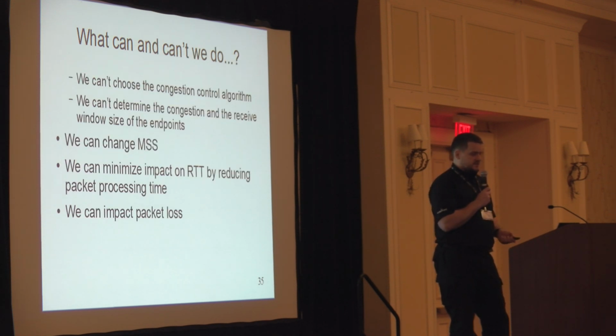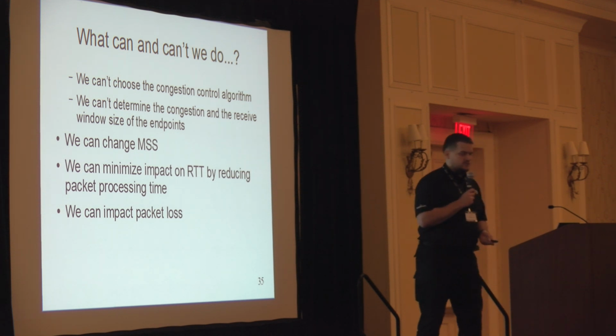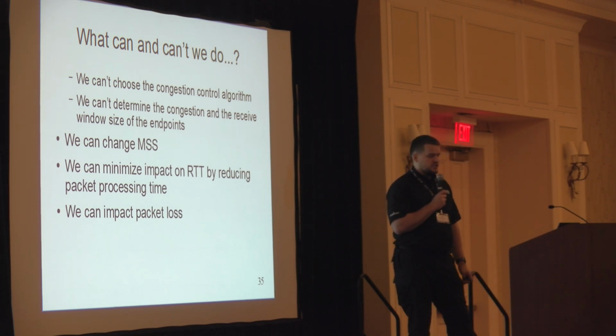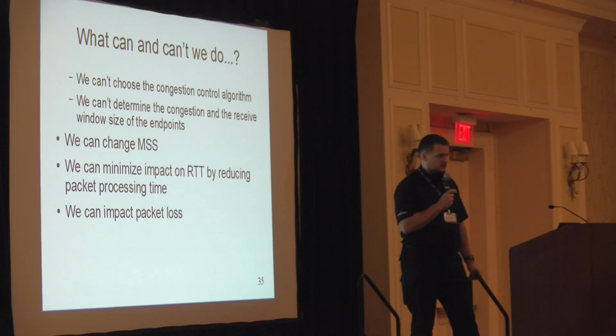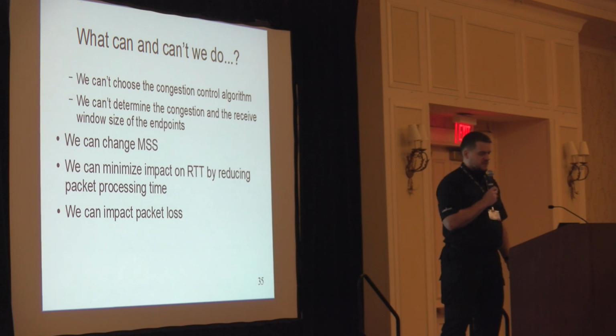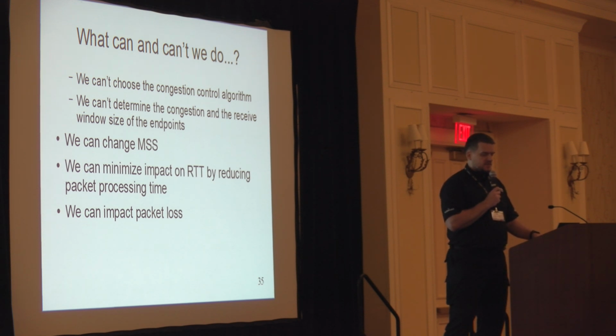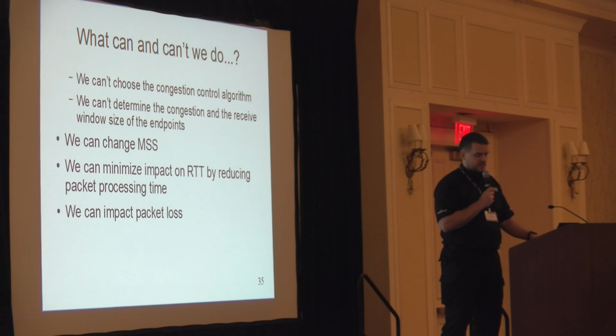So just to summarize, what can we do, what can't we do? We can't choose the congestion control algorithm, that's by the sender-side program. And we can't determine the congestion and the receive window sizes of the endpoints. We can change MSS, maximum segment size. We can minimize impact on round trip time by reducing packet processing time. And we can impact packet loss for the TCP traffic.